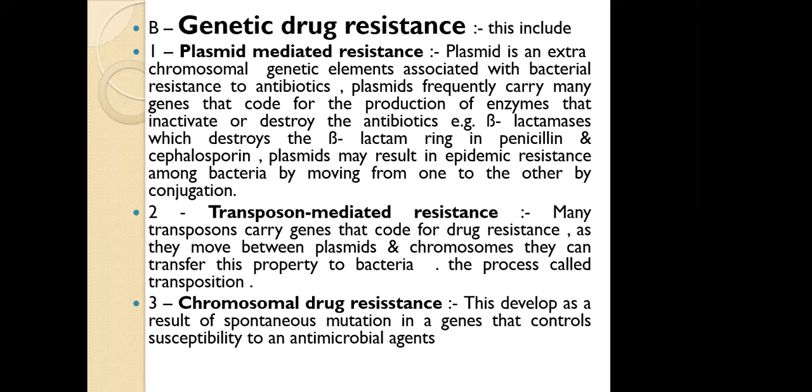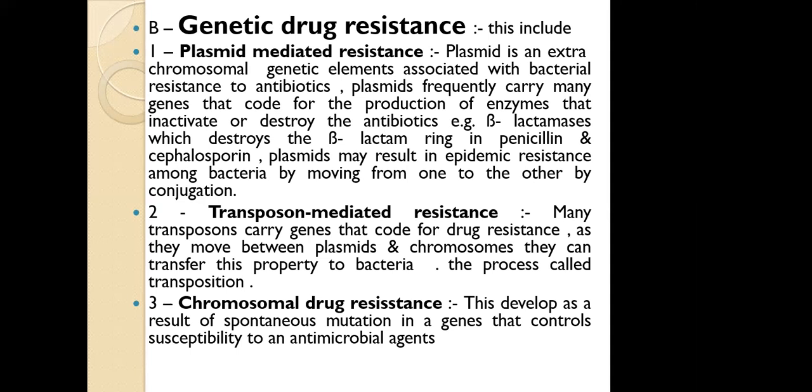The third is chromosomal drug resistance. This develops as a result of spontaneous mutation in a gene that controls susceptibility to an antimicrobial agent. The most common result of chromosomal mutation is an alteration of receptors of the drug.